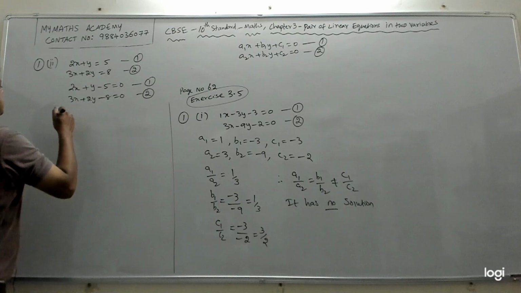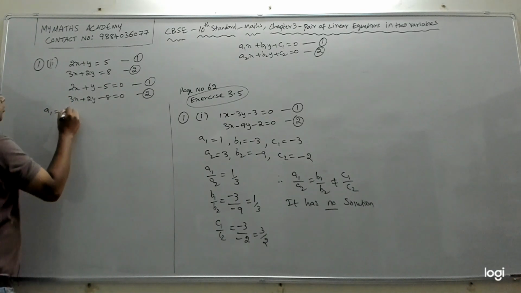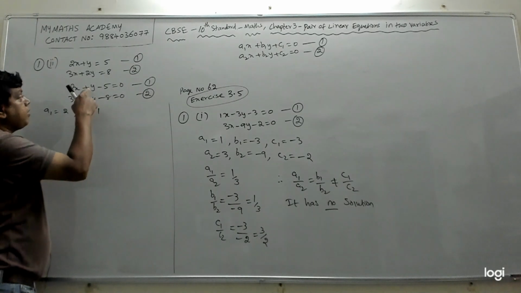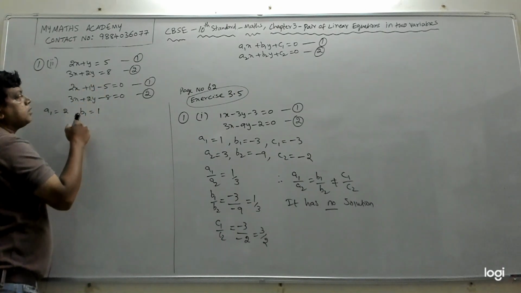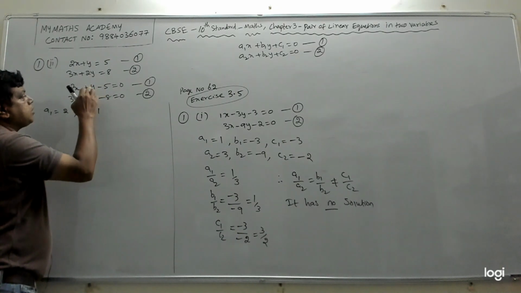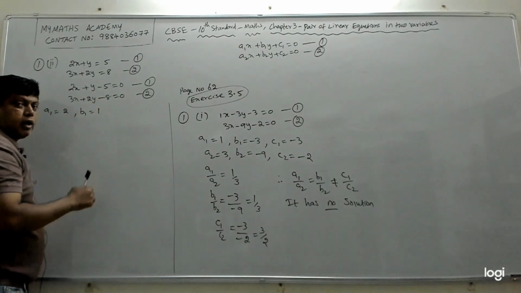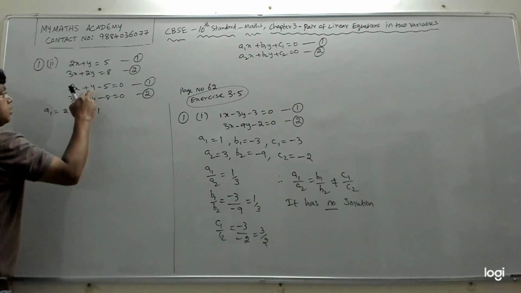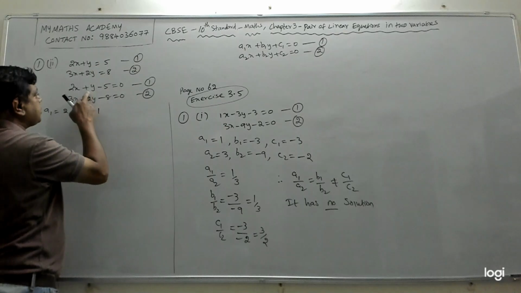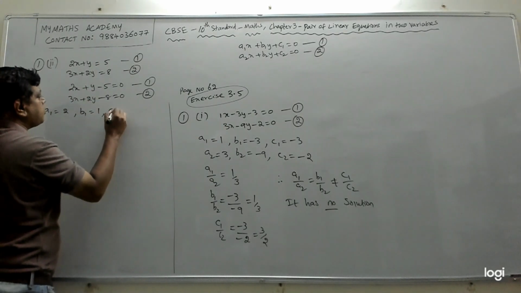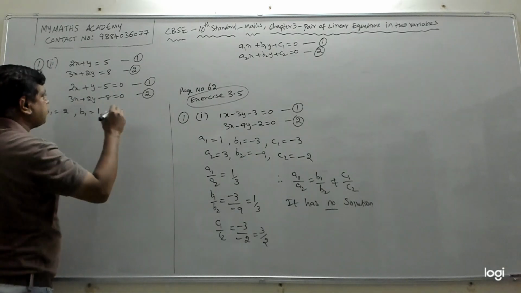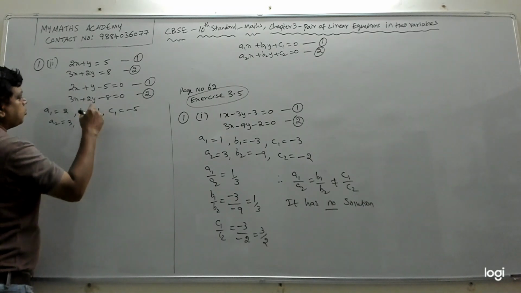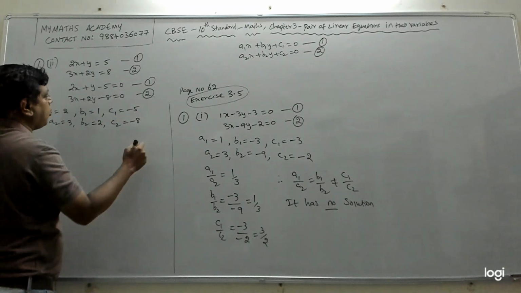Now let's compare these two and write what a1 is. a1 is 2, b1 is 1. Don't write y. If there is nothing written, then the coefficient is 1. But if it is y, I have seen people writing b1 equal to y. Now b1 is 1. You should not write y or x here. You should write only the coefficient of x and the coefficient of y. So b1 is the coefficient of y in the first equation, which is 1. y means it is 1y. Now c1 is minus 5. Now a2 is 3, b2 is 2, and c2 is minus 8, along with the sign.